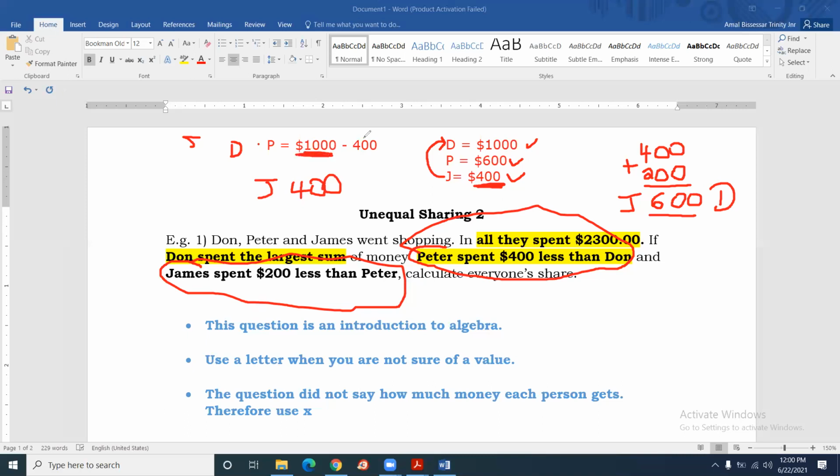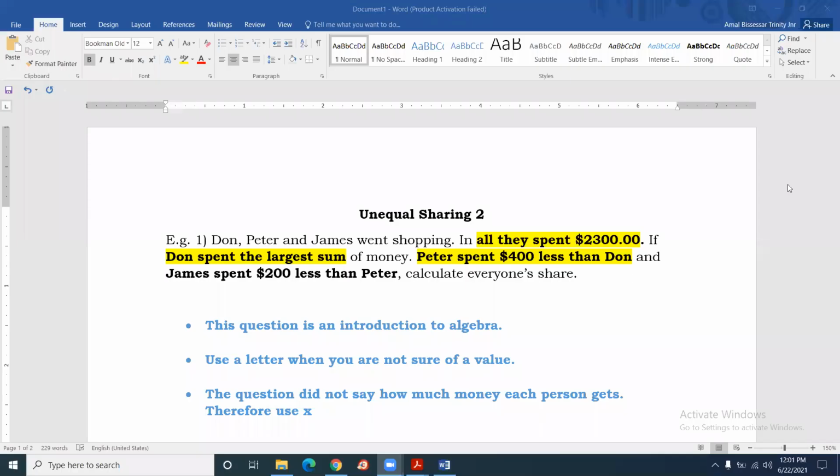So that's important there to make sure you understand that piece of the question. I'm just going to pause for a moment to make sure that's sinking. So now we can look at the question carefully. Don spent the largest amount. We do not know how much. They didn't say Don spent 1,000. They didn't say Don spent 5,000. They did not put a number.